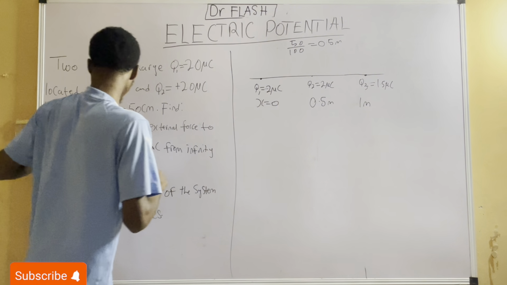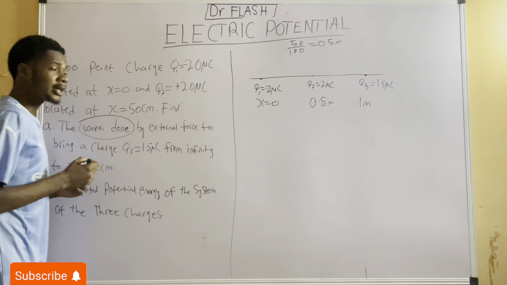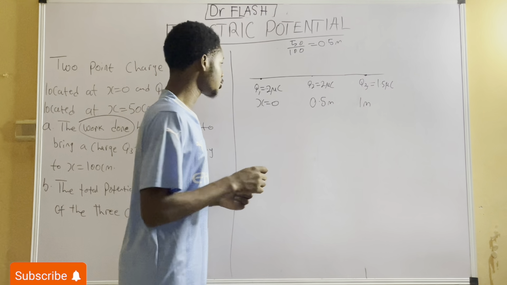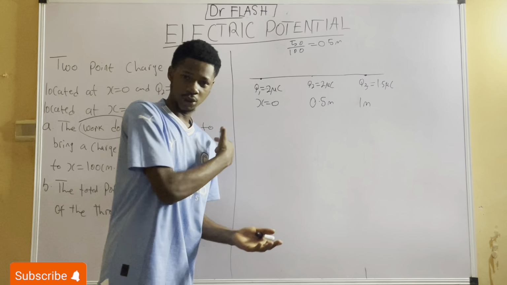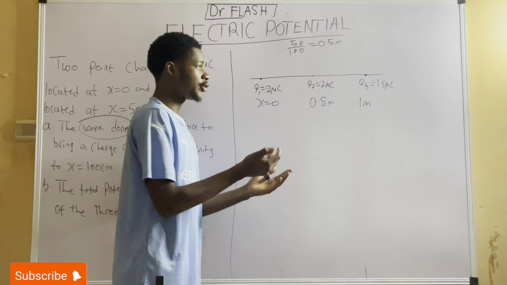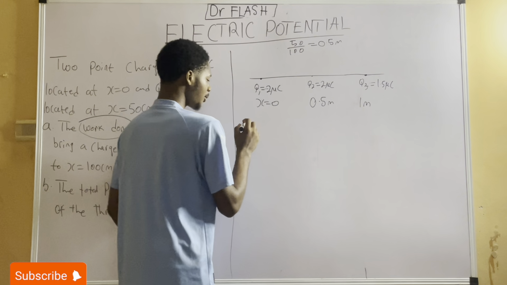Now take note that this work done is the same as the electric potential energy, and the electric potential energy was the first thing we talked about. The electric potential energy, we said, is the work done, which is what we're looking for, in moving a unit electric charge in an electric field. And there's a formula for that as well.